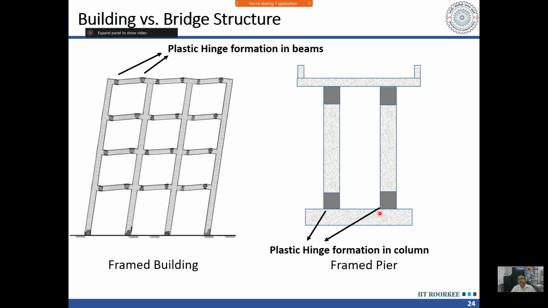And in that case, the failure or the plastic hinge formation will not occur in the pier, it will occur in the foundation. And what about bearings? What response reduction factor should we use for the bearings? Earlier there was a difference in the code.